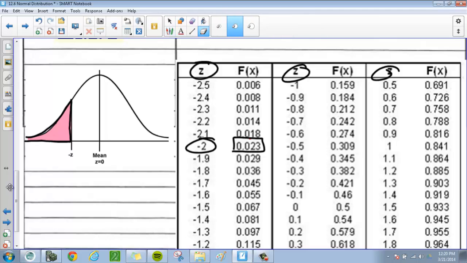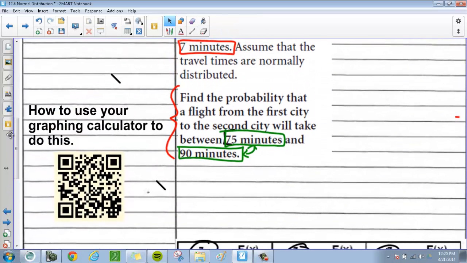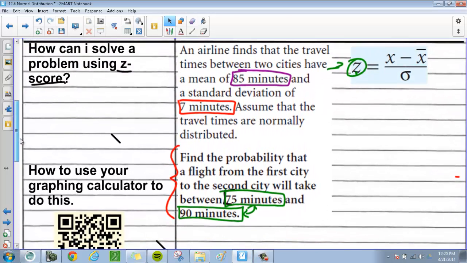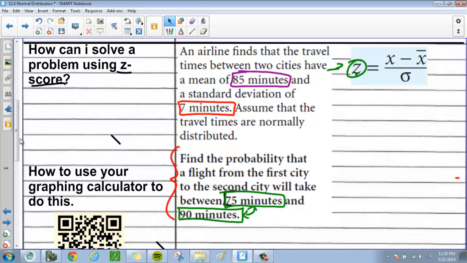Let's see if we can use this to answer this question. Now, I just want you to know that if you want to see how you can do this on your calculator without using that table, just take a picture of this QR code, and it will bring you to a nice little introduction on how to use your graphing calculator to calculate things like this. But I'm going to leave that up to you. I'm going to show you how to use this table to do this one.